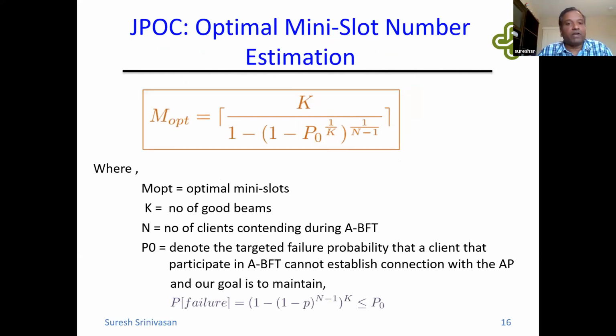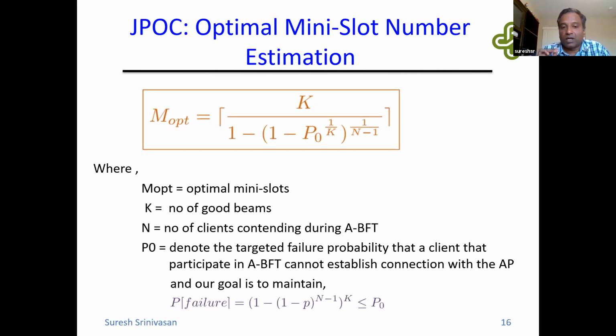So another very important estimation is our optimal beam estimation, which is M-opt. Let's assume we have K, the number of good beams, and let N be the number of clients contending during A-BFT, and P0 be the probability that a client participating in A-BFT cannot establish a connection with the AP. Then with these parameters, we derive an optimal mini slot M-opt as (k / (1 - P0)^(1/k))^(1/(n-1)).